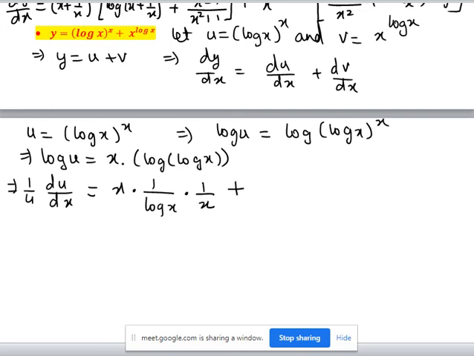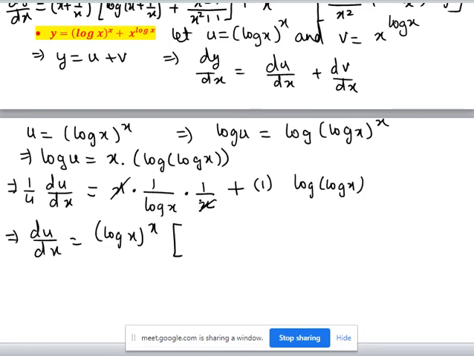Then plus, now keep the second part as it is, differentiate x. The derivative of x is 1 and this will be log of log x. Okay, so differentiation is over. You see here x and x get eliminated. Now cross multiply u. We get du over dx is equal to u times, u is (log x) raised to the power x, and this multiplies with the expression on the right side. We have 1 over log x plus log of log x. Okay, so du over dx is obtained.